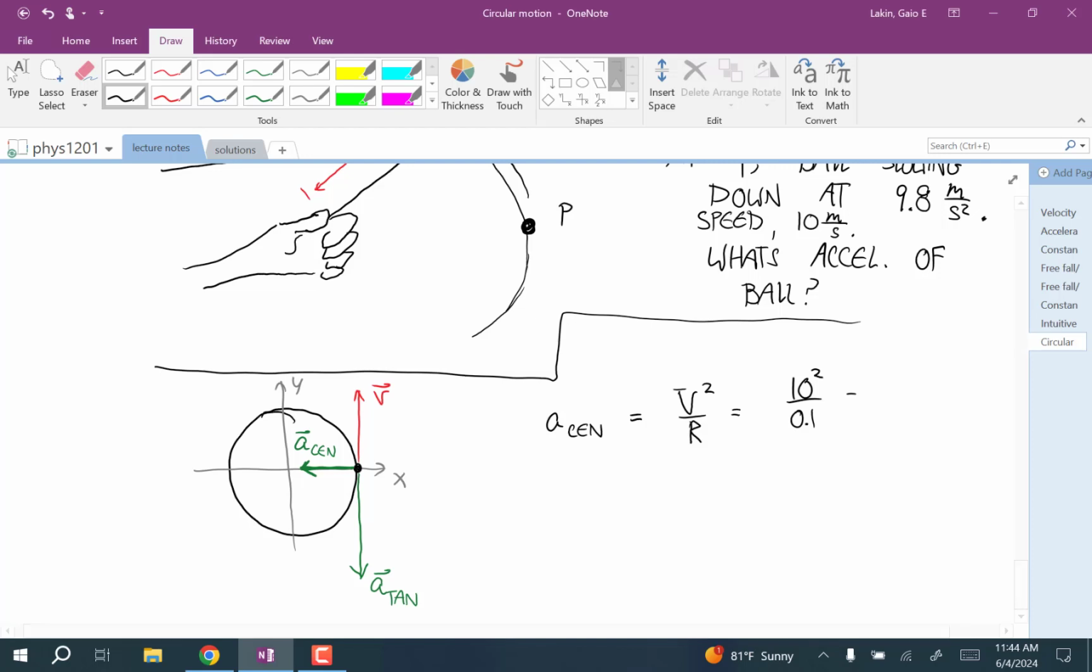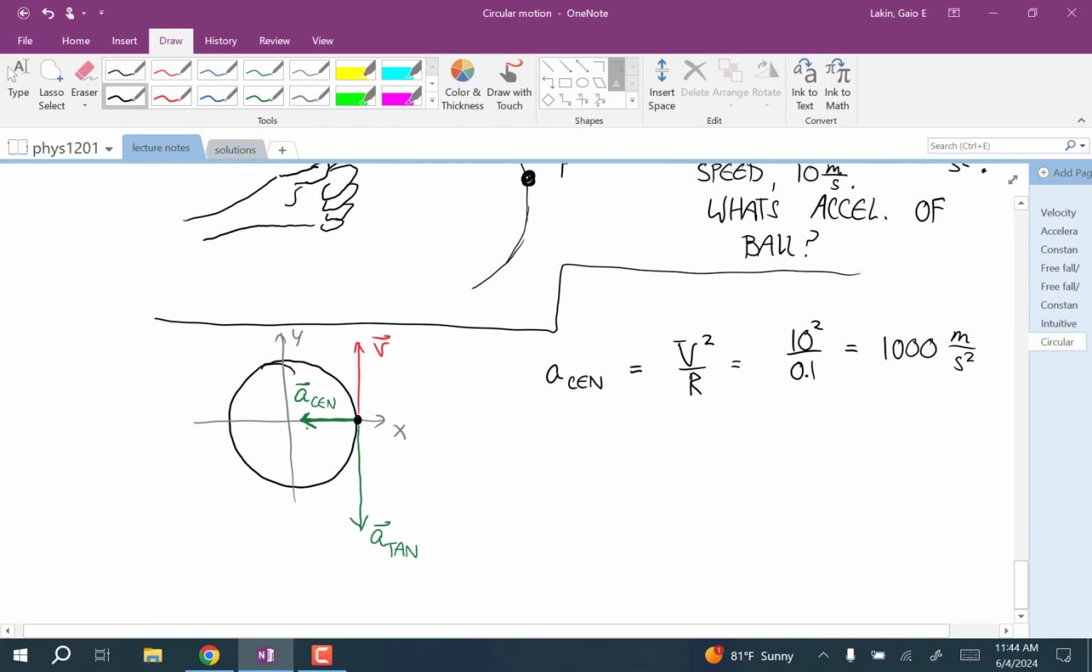And that is 100. So this comes out to be 100 times another 10 is 1,000 meters per second squared. Now from the picture, you can see that that's in the negative x direction again. So as a vector, our centripetal acceleration is negative 1,000 meters per second squared i.